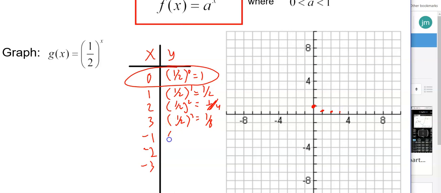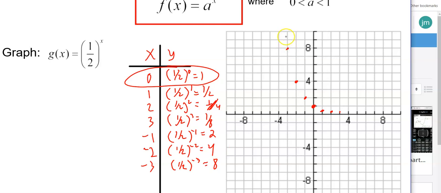Okay, so let's plug in a negative. So 1/2 to the -1, that's a reciprocal, so it's going to be 2 over 1 or 2. So -1 comma 2, that's interesting. Okay, so 1/2 to the -2, that'd be the reciprocal, so it'd be 2 squared, which is 4. You can probably see what's happening. It seems almost like a reflection of the other graph over the y-axis. In fact, that is what it is.